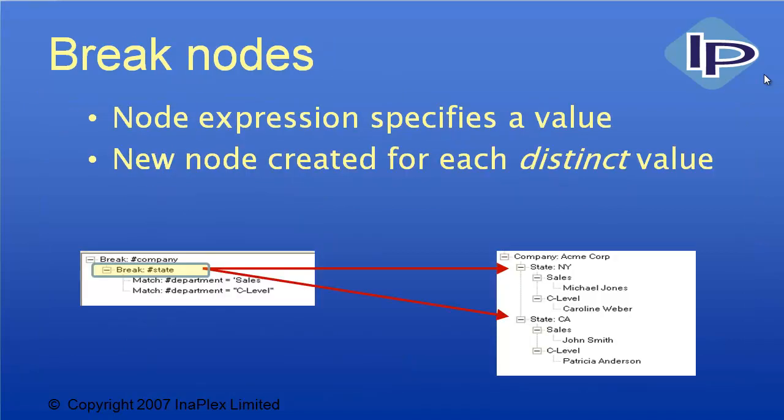Looking at this in a little more detail, if we look at a break node, you can see on the left hand side a screenshot that shows the model that we built, and you can see that the second level had a break and the value of the break was the state field. On the right hand side you can see the result of that in building the physical tree. So you can see that we have a company node, Acme Corp, and then we have two state nodes. We have a state node for New York and a state node for California.